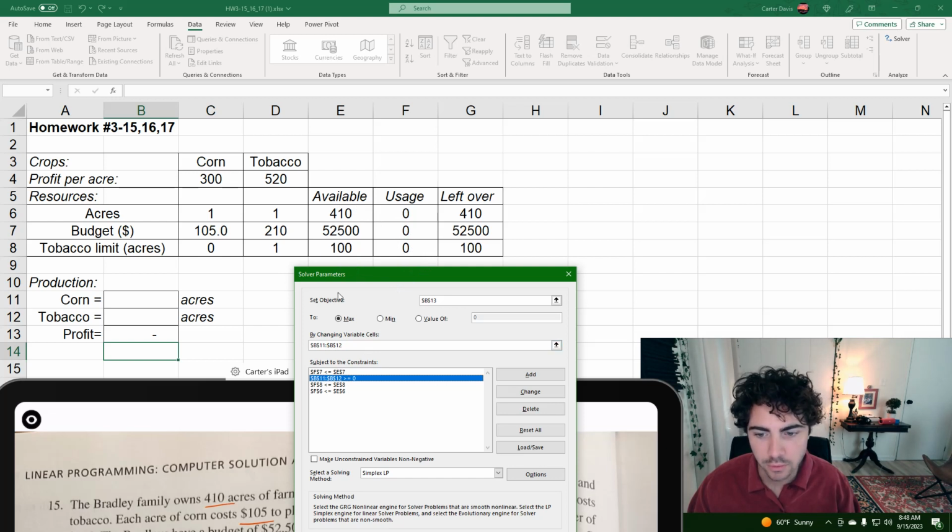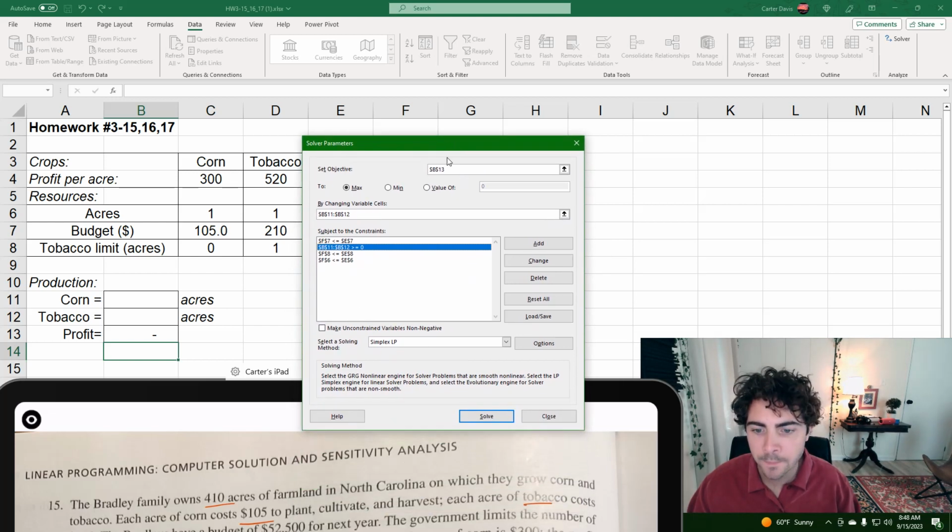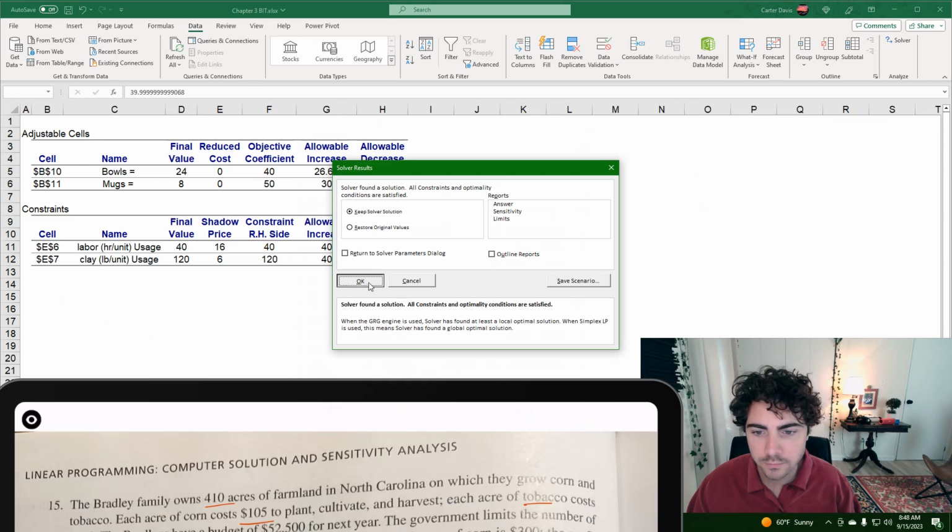That's all they're doing. So F6, 7, and 8 should be less than or equal to E6, 7, and 8. I don't know why it's in a weird order. Anyway, I feel like if we had just clicked make unconstrained variables non-negative, we wouldn't have had to do this greater than or equal to 0 part, but whatever. Anyway, hit solve, hit OK.